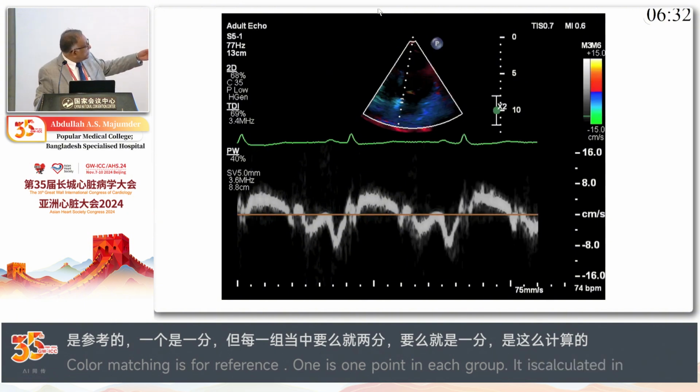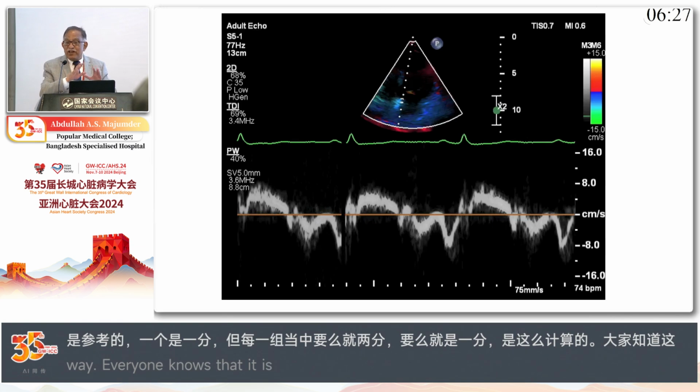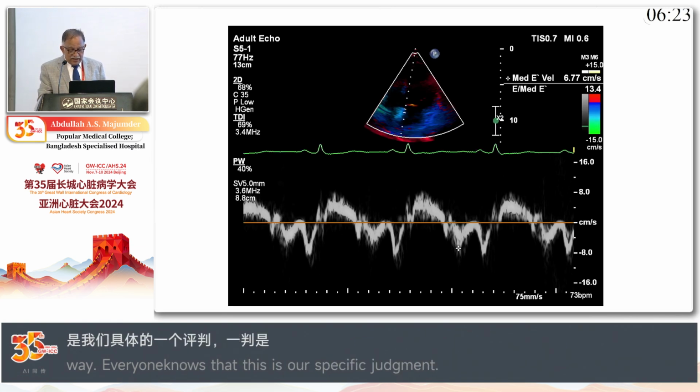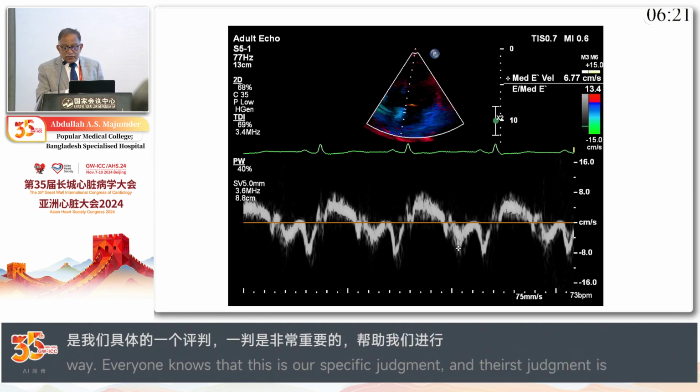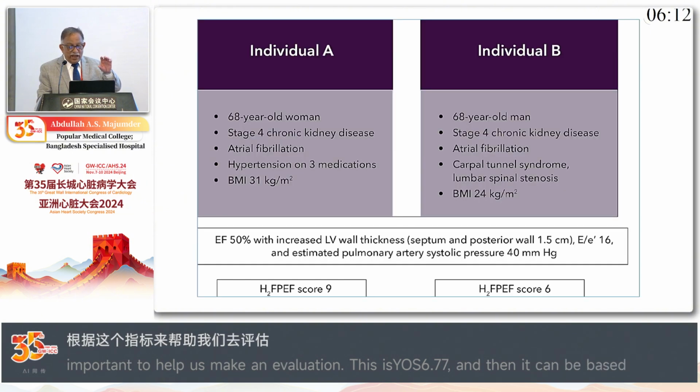And you know, this is the E by E prime ratio. E prime is very important for the diagnosis of diastolic dysfunction. As I say, the E prime is 6.7, E by E prime is 13.4. So diastolic dysfunction is one of the parameters for the diagnosis of HFpEF.